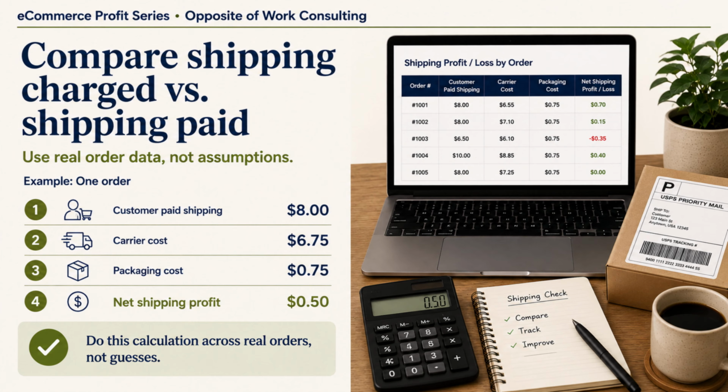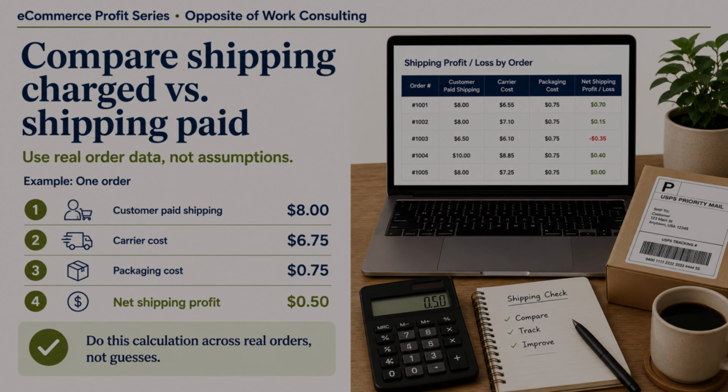You really want to see this at the order level, because if certain orders stand out as a big loss or a big gain, you want to drill into those and understand why that was. And then, like I said, you want to do this on the aggregate, so you can look at this weekly, monthly, and annually to really understand how your shipping profit and loss is tracking.